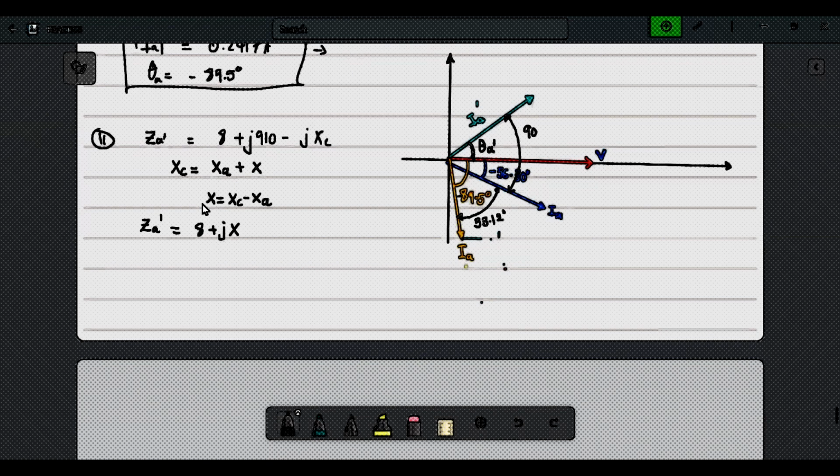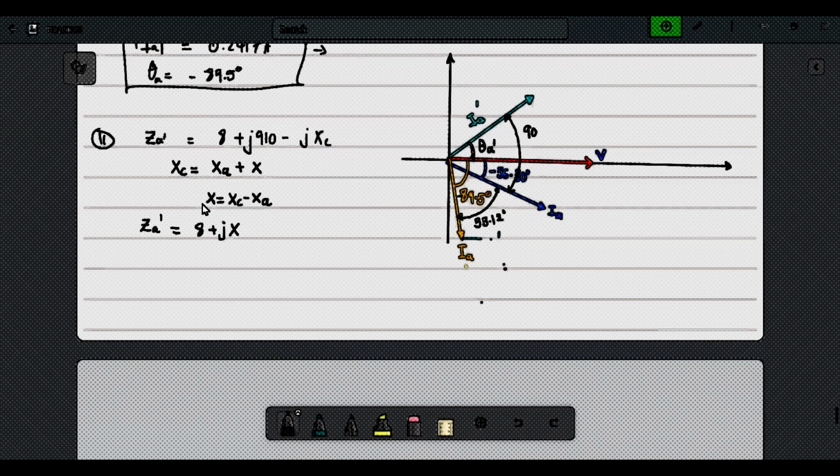So why am I doing this? I want to make sure that the current now flowing through the auxiliary winding will be leading the main supply voltage. Remember that leading current has a positive angle, right? We need to introduce a leading power factor in this, so this angle phi A prime has to be positive.